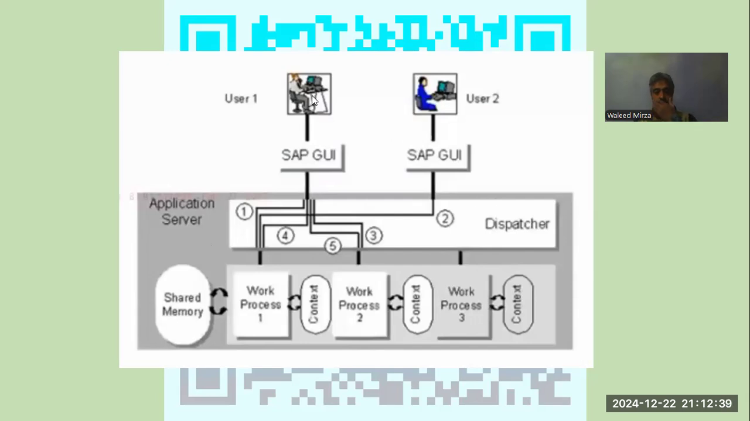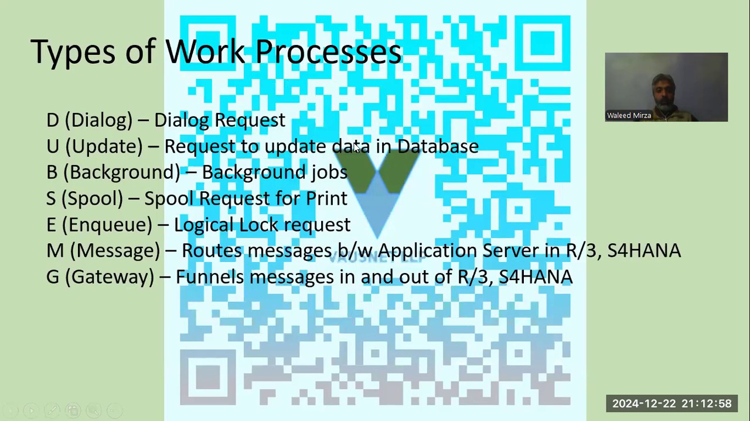So the request gets generated from the user end, and it is basically then broken down into various work processes or tickets. And we have a context that is buffered. What is context? We'll see that ahead. So what are types of work processes? These are dialog request, request to update data in database, background jobs, spool request, logical lock, routing messages, funnel messages.